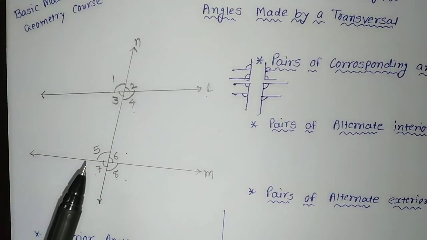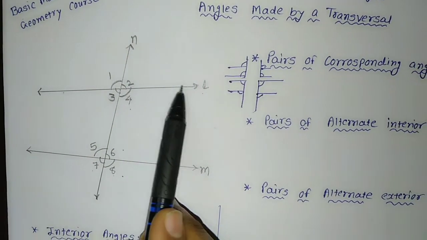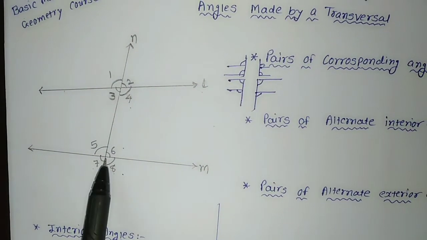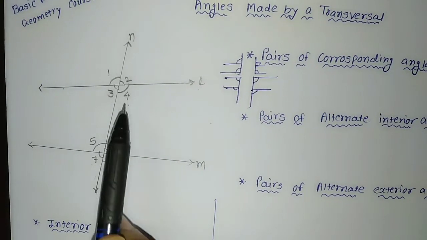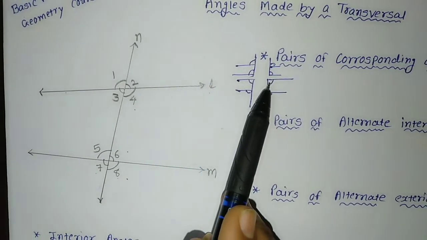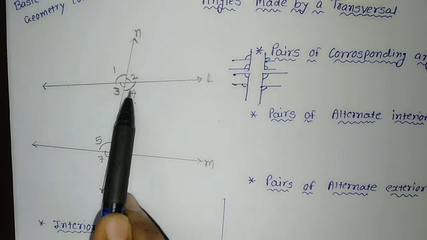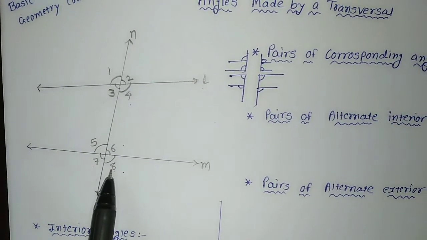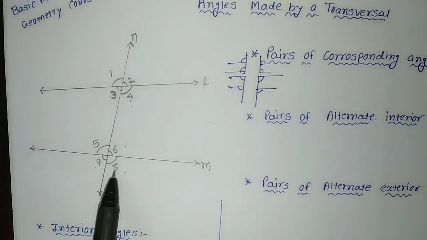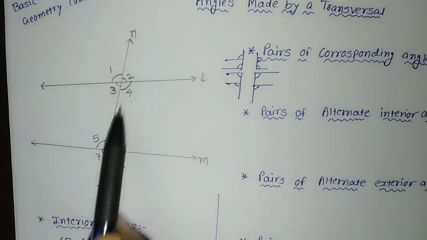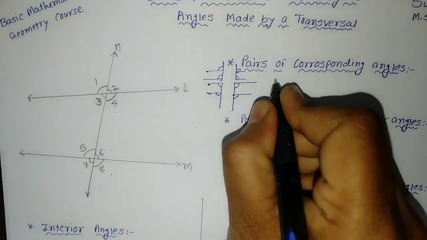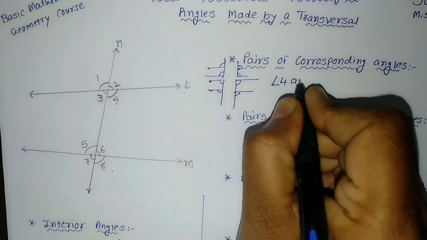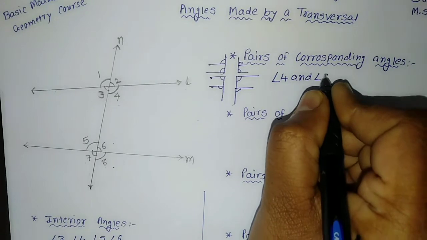Let us see where this F is forming. You can see here this F is forming, as I told you, with this angle and this angle. We have seen this and this. It means this angle and this angle are the pairs of corresponding angles. So angle 4 and angle 8. I will write it here: angle 4 and angle 8.